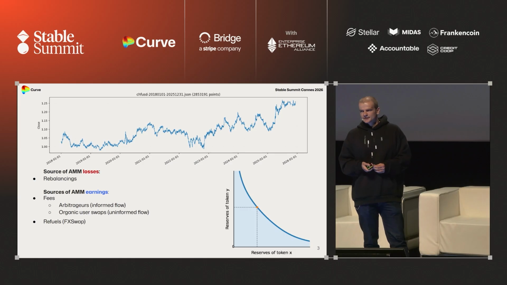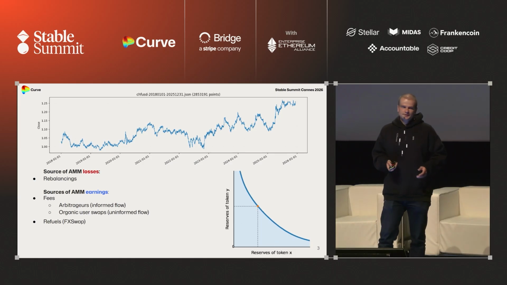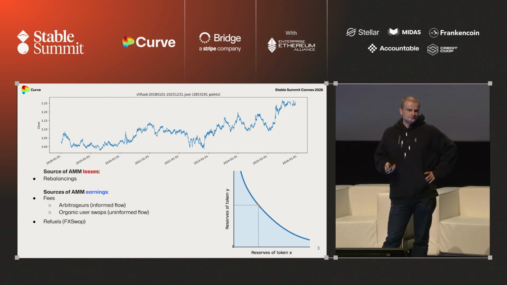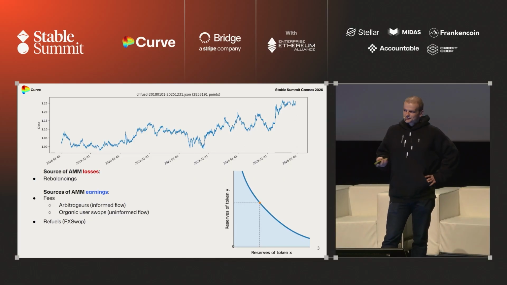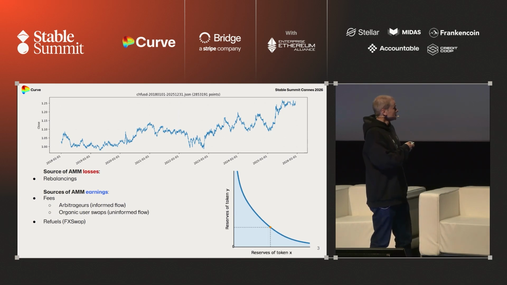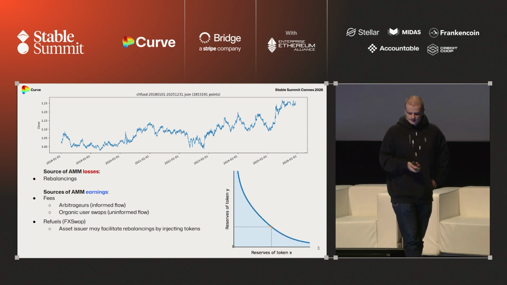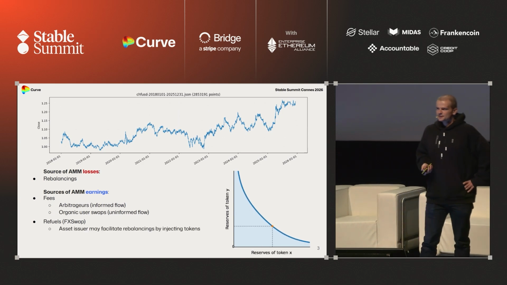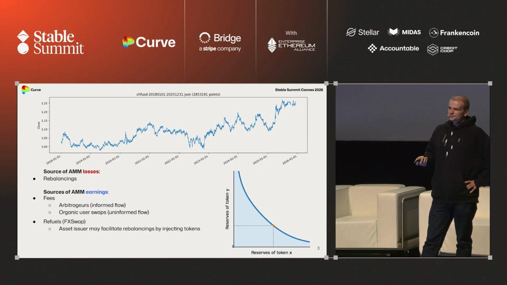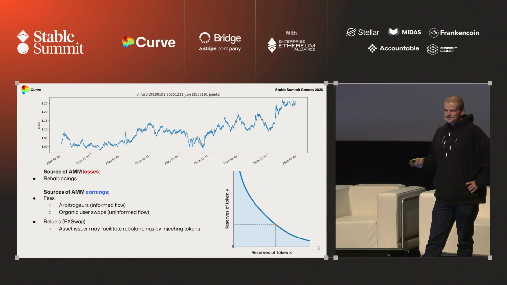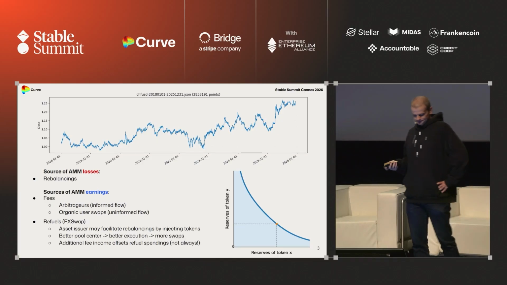Another source of AMM income could be the refuel. It's something that we do at Curve that facilitates this rebalancing from the side of the asset issuer. So literally the asset issuer will pay so that the pool now provides the best slippage, and this way rebalances. Sometimes it's justified, because if you rebalance the pool, it gives you better slippage, more users come, more fees, and it's kind of offsetting the costs.